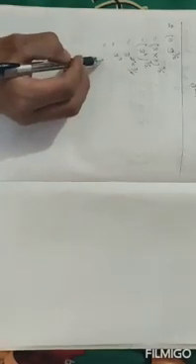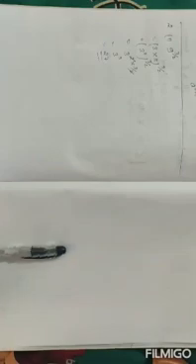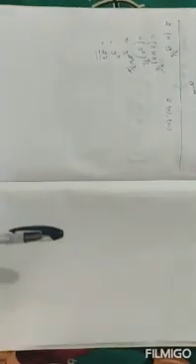So 3 to the power 3 means how much? 3 into 3 into 3, that is 3 3s are 9, 9 3s are 27. So this is your answer for question number 2 1. Similarly you can do question number 2 2 and 3 as your homework. I want you to do this as your homework.